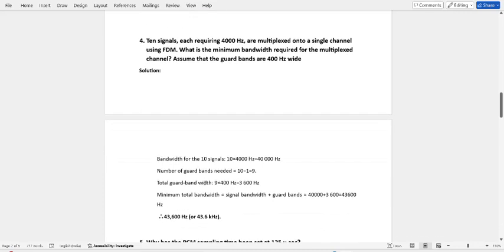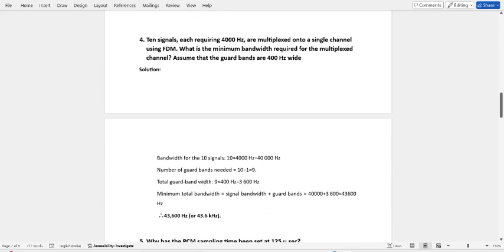Fourth one: 10 signals, each requiring 4000 Hz, are multiplexed onto a single channel using FDM. What is the minimum bandwidth required for the multiplexed channel? Assume that guard bands are 400 Hz wide.